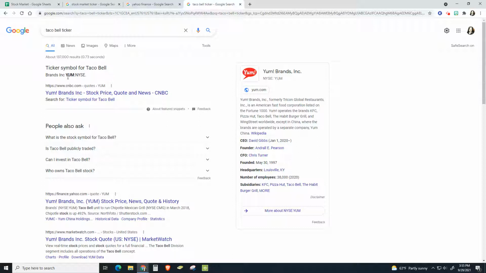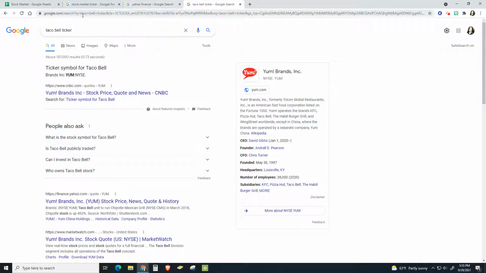The reason why I picked Taco Bell is because Taco Bell is actually part of a whole bunch of different companies. They're actually owned by Yum Brands, right there, Yum Brands. And Yum Brands owns more than just Taco Bell. So if you're investing in Taco Bell, you're investing in Pizza Hut and KFC. They're all the same owner. So you would write Yum.